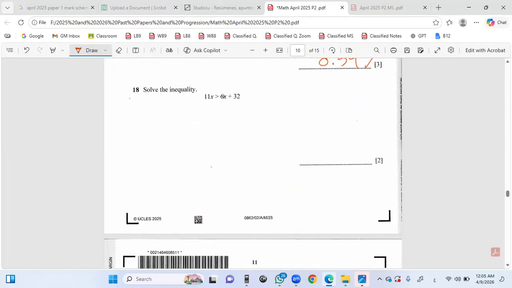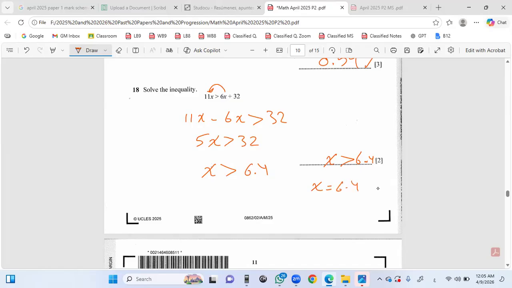Solve the inequality. I'm going to send the small x to the big X first. So 11x minus 6x is greater than 32. So here is going to give you 5x is greater than 32. So x is greater than, divided by 5, exactly 6.4. So right here, x is greater than 6.4. Never write x equals 6.4. It's wrong. Don't write just 6.4. It's x greater than 6.4. So let me erase this.